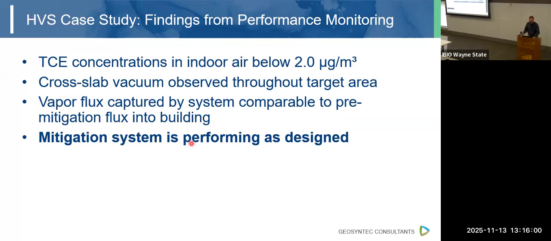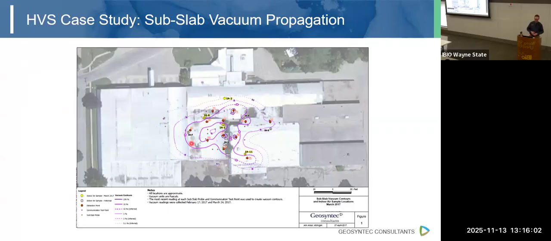It's performing as designed. So this is our vacuum field that we're getting from that. You can see that it matches up pretty well with the target mitigation area from the previous slides.